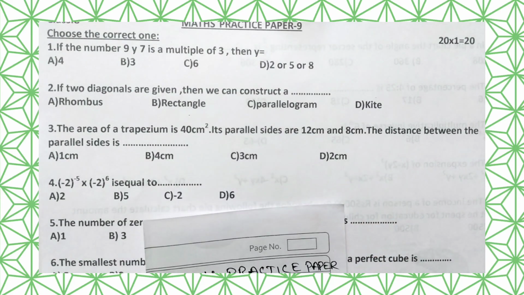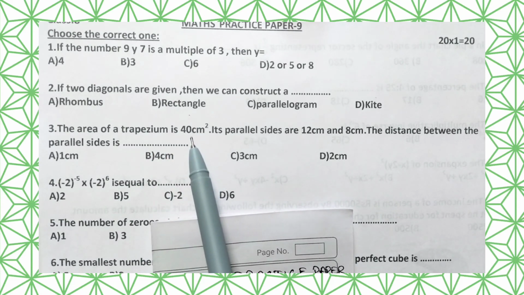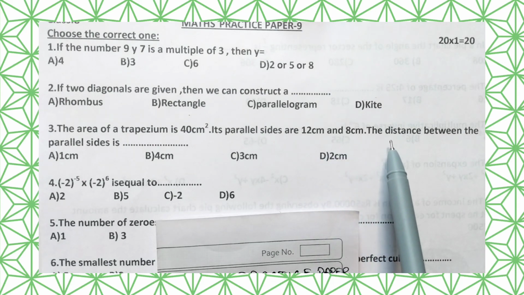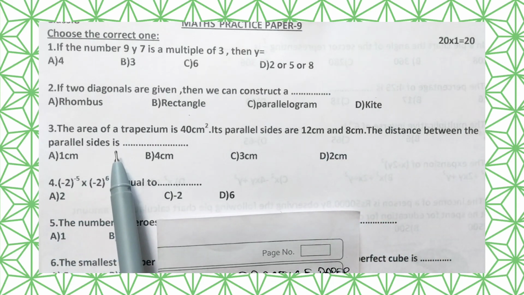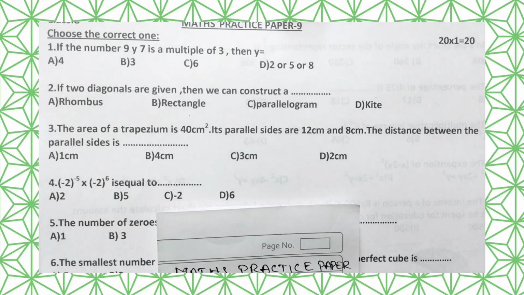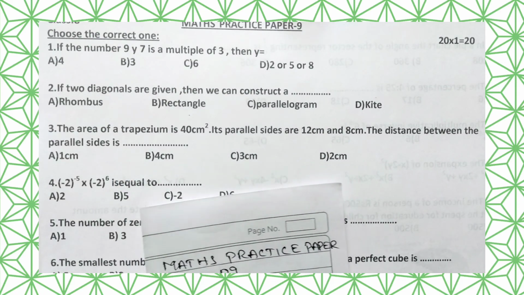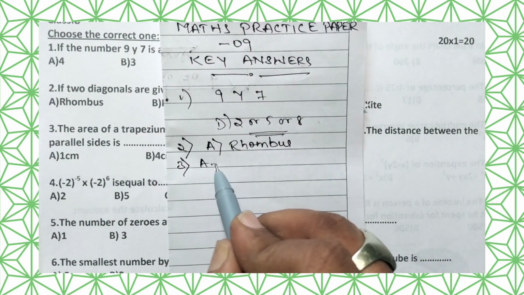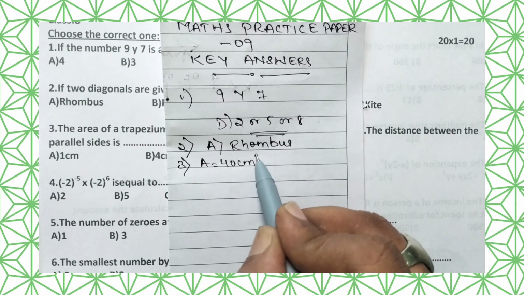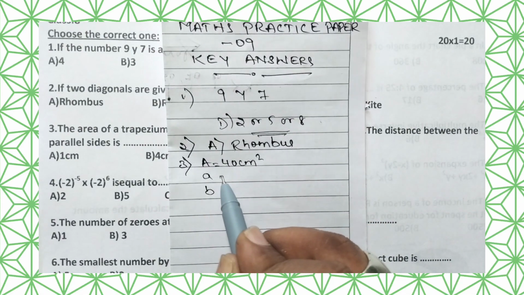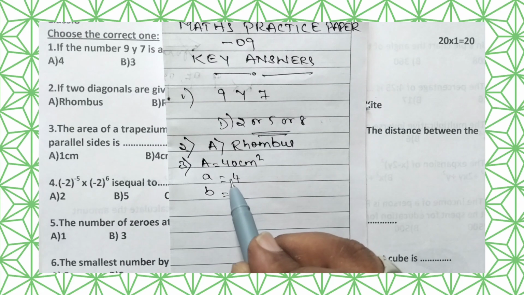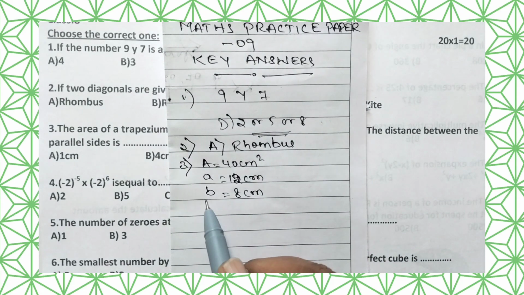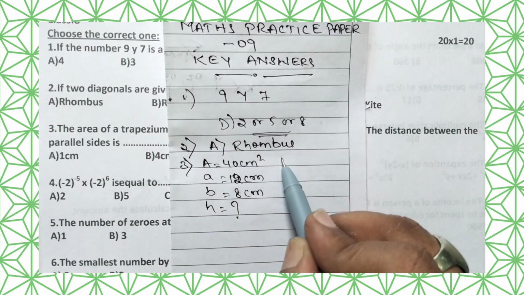Coming to the third question, the area of a trapezium is 40 cm square. Its parallel sides are 12 cm and 8 cm. The distance between the parallel sides is, that is, we have to find the altitude. So let us list what is given. Area is 40 cm square. Two parallel sides A and B are given: A is 12 cm and B is 8 cm. We have to find the height of the trapezium.